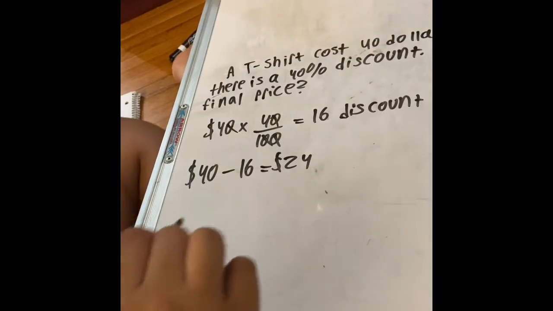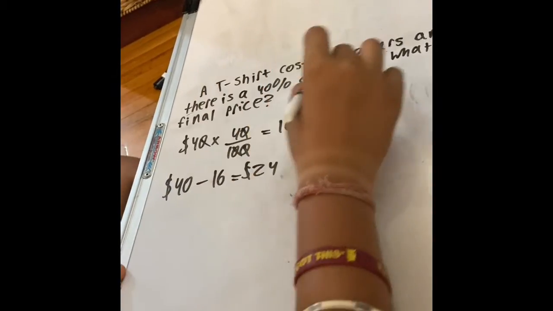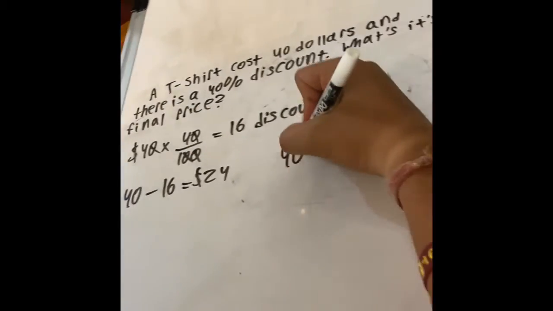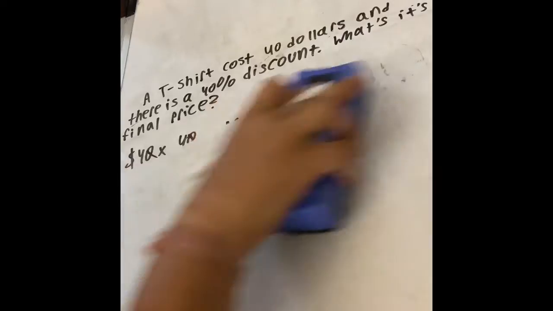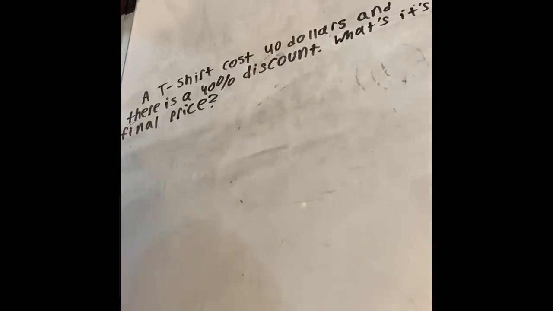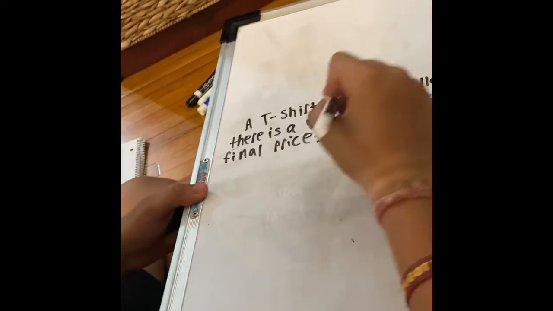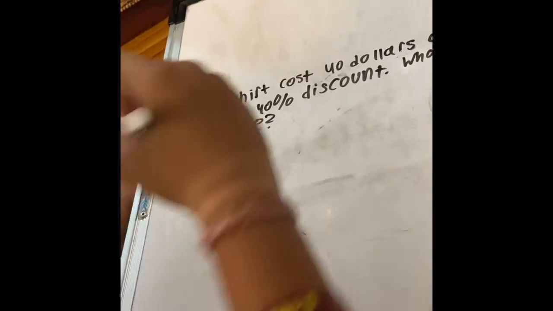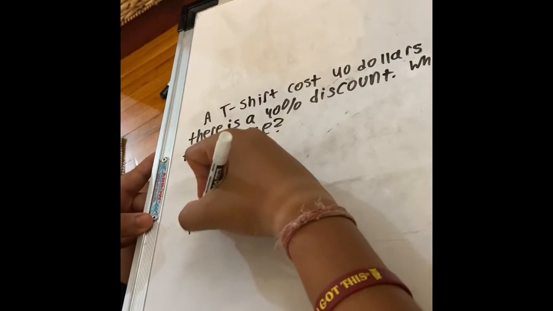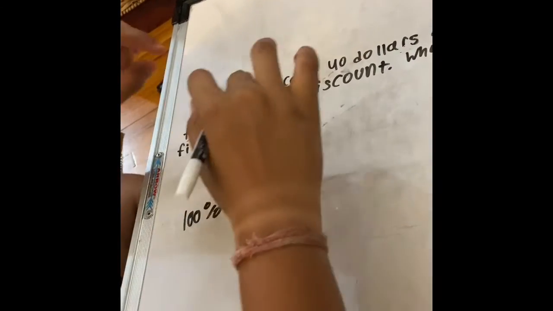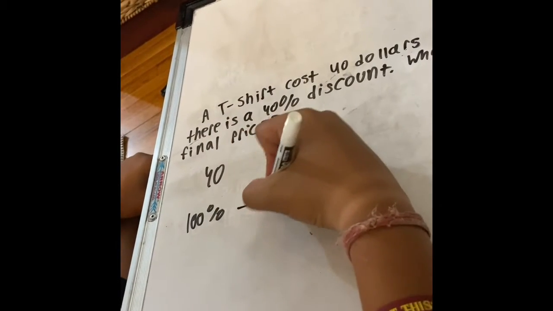Now, this is a really nice way. However, there is a quicker way. So what I just showed you was the traditional way. Now this is the shortcut method. There's a t-shirt which is $40. This t-shirt, which is $40, is 100%. There's a 40% discount, so minus 40%.